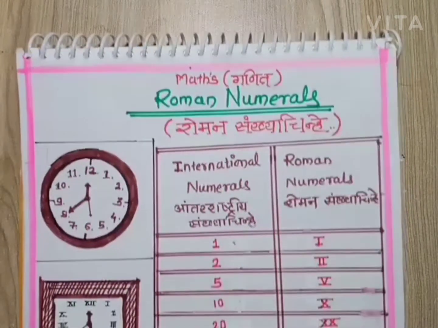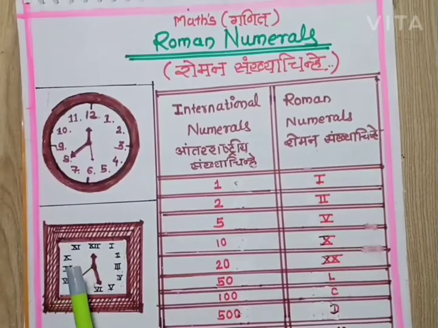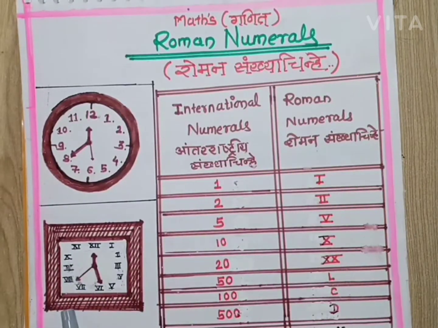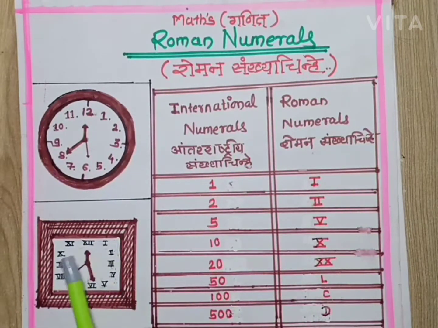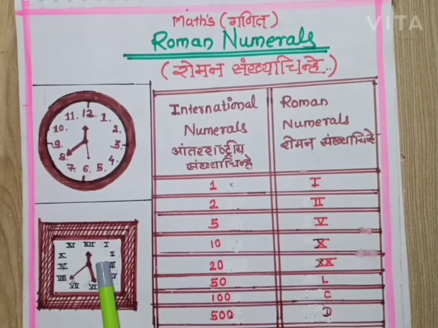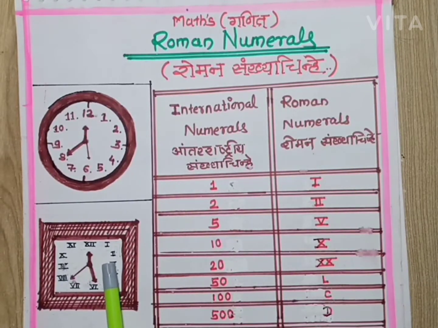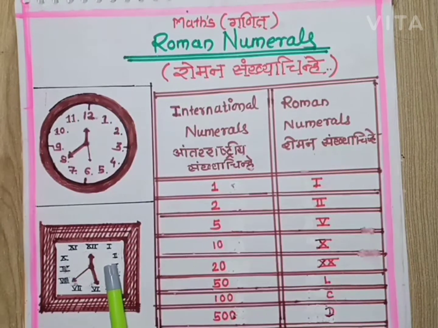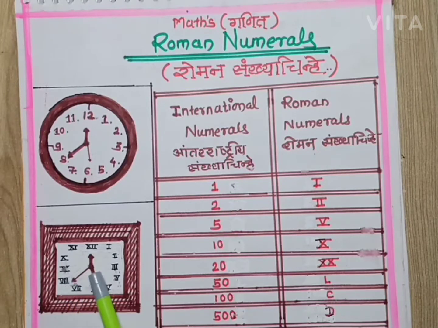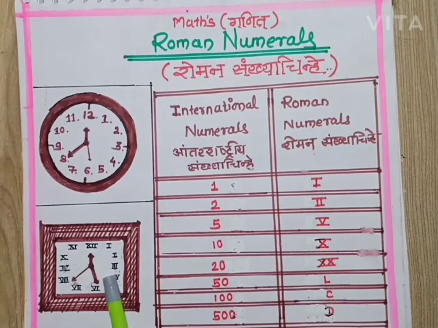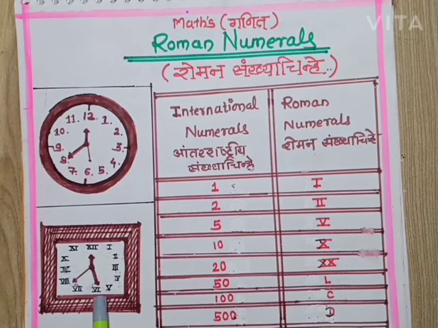Also, some people use this type of watch. This watch contains some symbols. But these are nothing but Roman numerals, because in Europe in old days the Roman capital letters were used as numbers. That's why these numbers are known as Roman numerals.